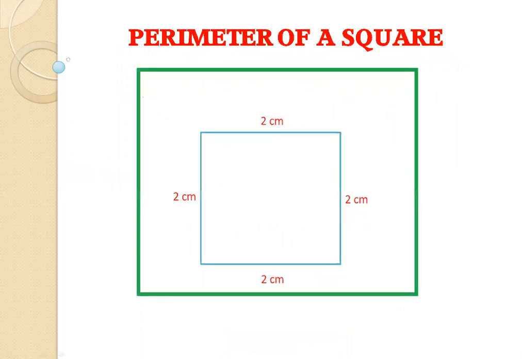So let's look at this. This is a square. It has all its sides equal. You can see this is 2 centimeter, 2 centimeter, 2 centimeter, 2 centimeter. So if I'm going to use my formula method, all I need to do is to add all the sides together. Remember we said perimeter is what? The space around a shape. So I'll just add everything together, 2 plus 2 plus 2 plus 2. And that will give me the perimeter of this square.